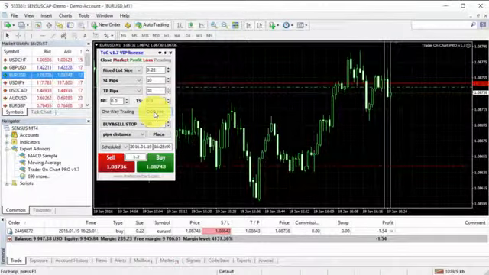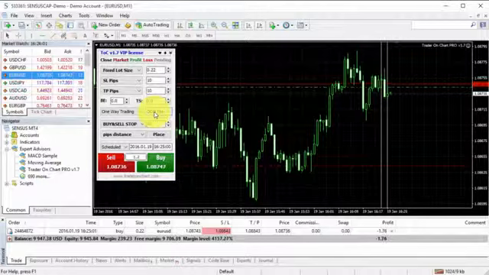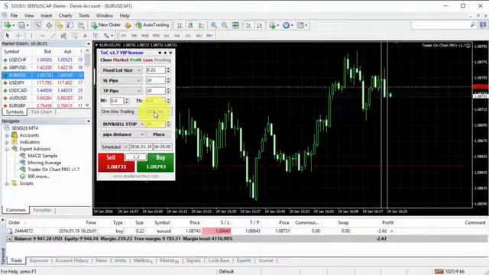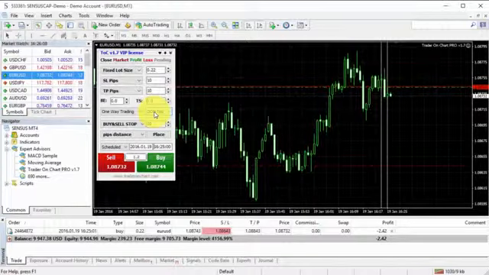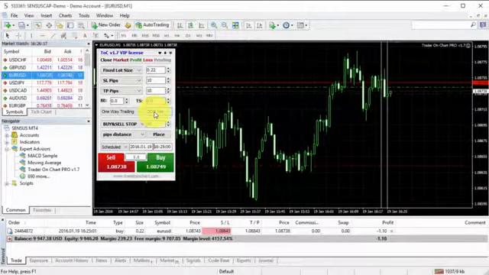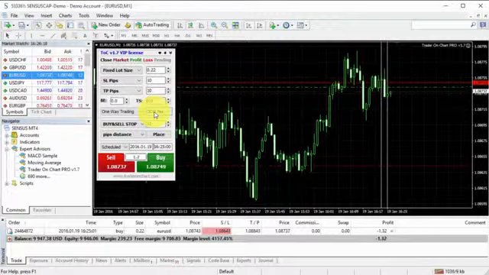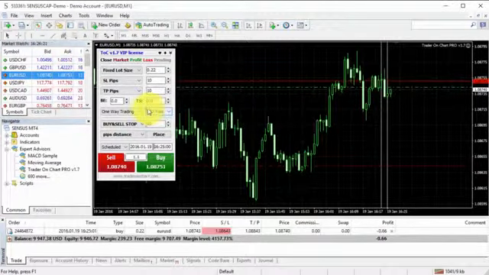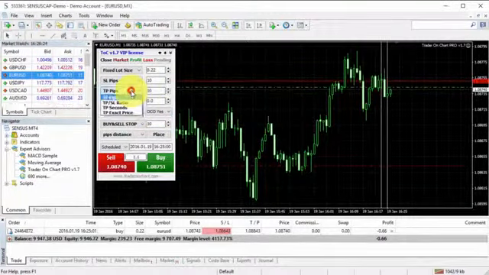So, for example, I have buy stop and sell stop pending orders. If my sell stop gets triggered, then the very next moment the buy stop will be canceled, or in reverse. If my buy stop is executed, then my sell stop will be canceled. So this works very well with news trading as well. So there are a couple more features.